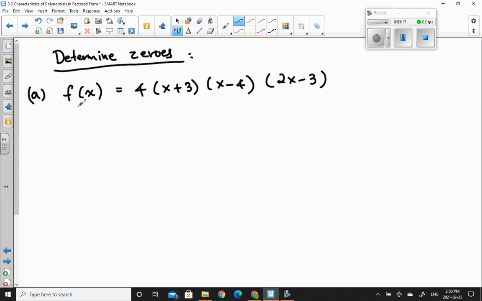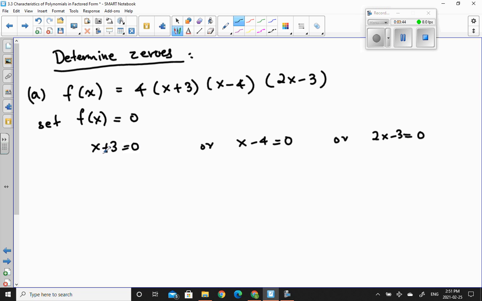You have to set f of x to 0. So you set this to 0, and so you solve for what values of x would make this function 0. So this function can be 0 if either this term is 0, or this term is 0, or this term is 0. So x plus 3 could be 0, or x minus 4 could be 0, or 2x minus 3 could be 0. So we solve these equations.